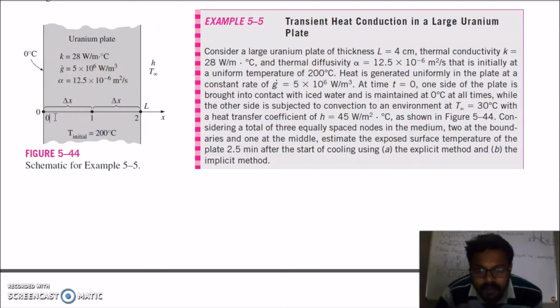One side of the plate is brought into contact with ice water and is maintained at 0 degrees Celsius at all times, while the other side is subjected to convection to the environment at 30 degrees Celsius with a heat transfer coefficient of 45 watt per meter square degree Celsius. So you have to find, using the explicit method, the exposed surface temperature of the plate at 2.5 minutes after the start of cooling. Means at this surface you have to find the temperature after 2.5 minutes.